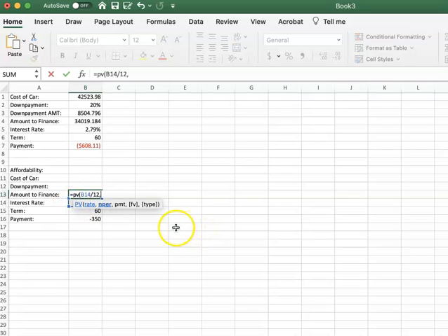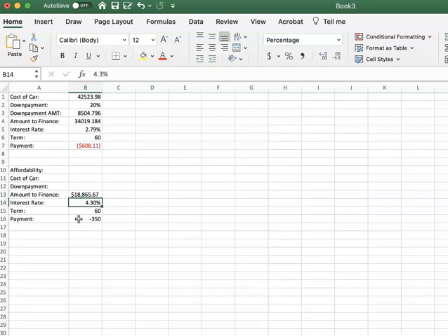It's going to ask for the number of payments. We're going to click on that little term cell, the B15 for where I typed all of this in, comma, your payment. And so that's going to be that B16. And again, assuming that we're going to pay this thing off, we put 0 there and hit enter. And you'll see that he can afford $18,865.67.